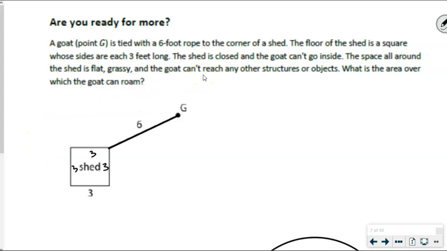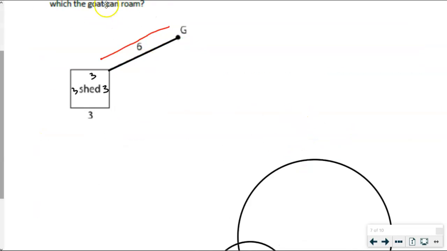So, what is the area over which the goat can roam? Now, upon first inspection, we're going to notice that what it's giving us right here is a radius, because the goat can kind of travel in this area here. The goat can just sort of travel in this area here, roaming. So we can kind of see that that would be a circle taking shape. Let me get that circle here in place.